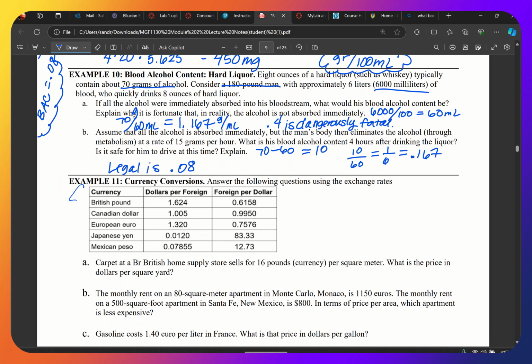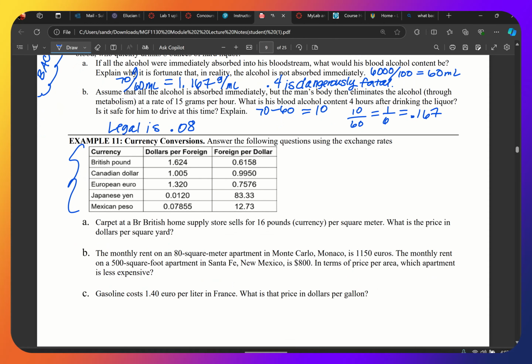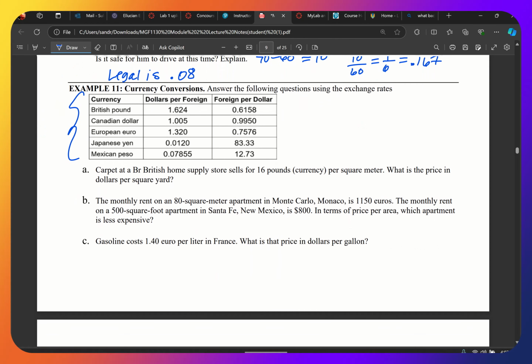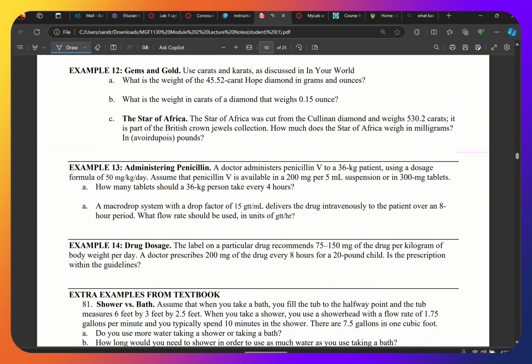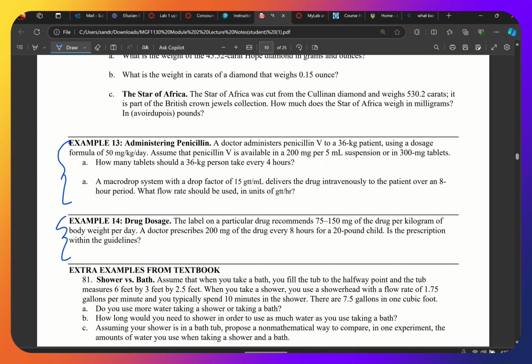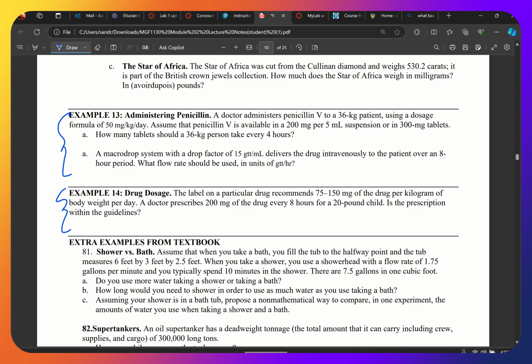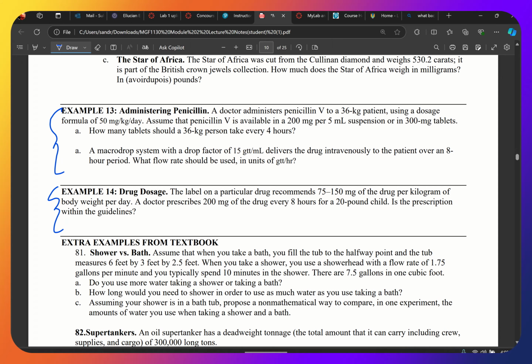Currency, we've done this already. We did some of the currency. Here's some more of these. Let's do 14. This is a good example. The label on a particular drug recommends 75 to 150 milligrams of the drug per kilogram of body weight per day. A doctor prescribes 200 milligrams of a drug every 8 hours for a 20-pound child. Is the prescription within the guidelines?